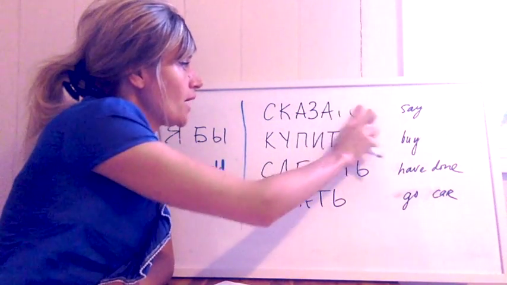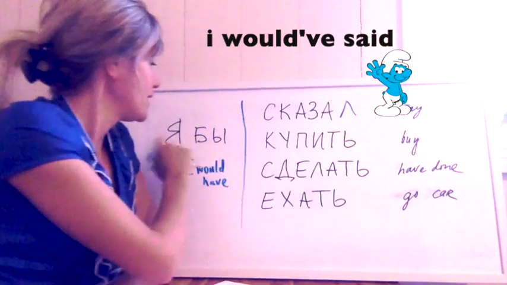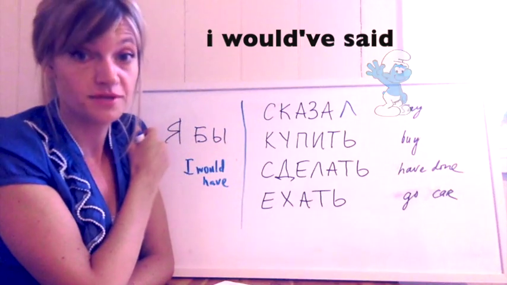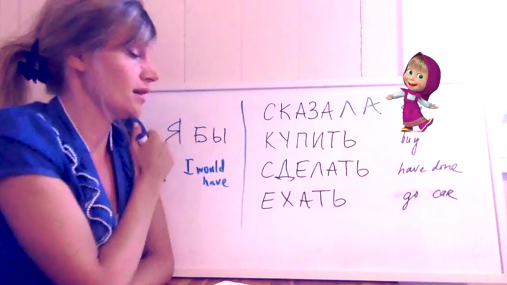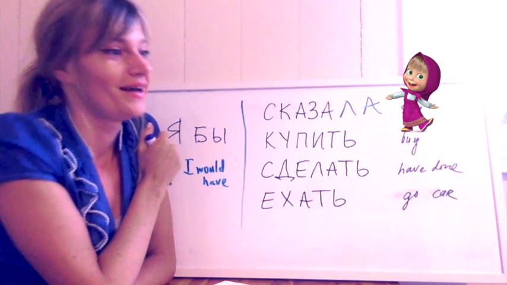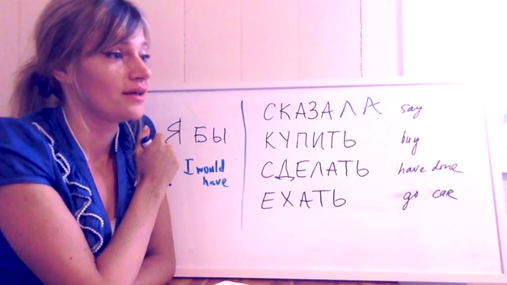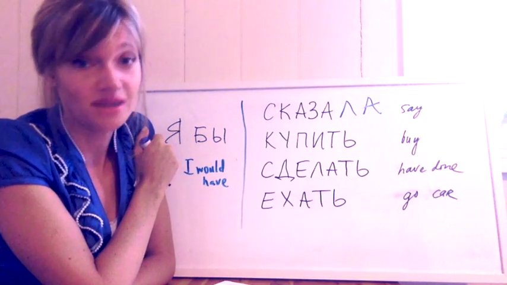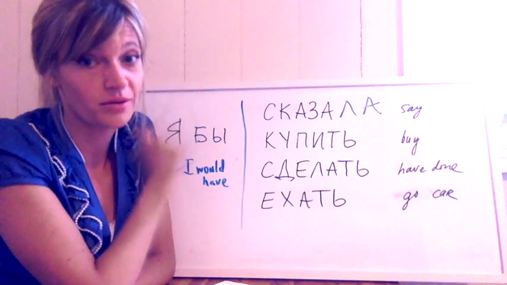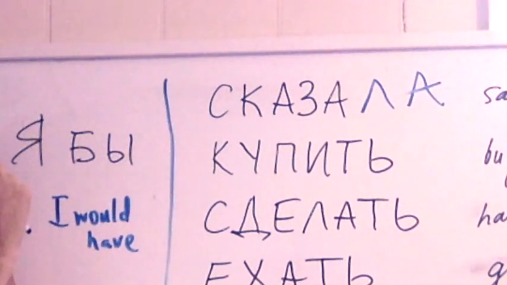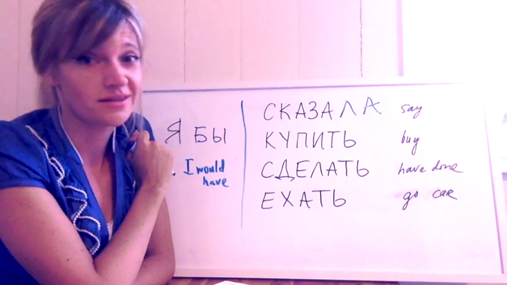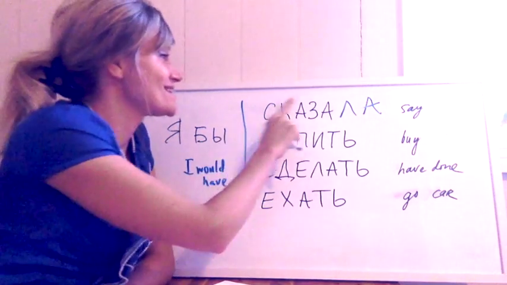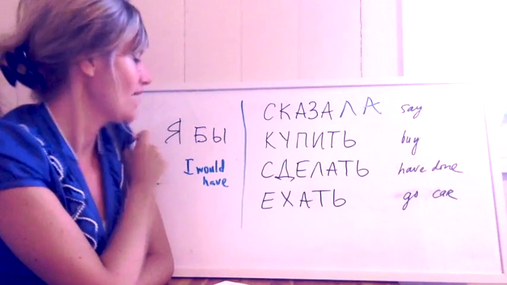Let's say if it's a guy, сказал. Я бы сказал. I would have said. If it's a girl, я бы сказала. It's really common to say, you know what, я бы сказала, but I will stay quiet. It speaks volumes. I would have said one thing to you, but you're not gonna like it. Я бы сказала. Okay, I would have said.